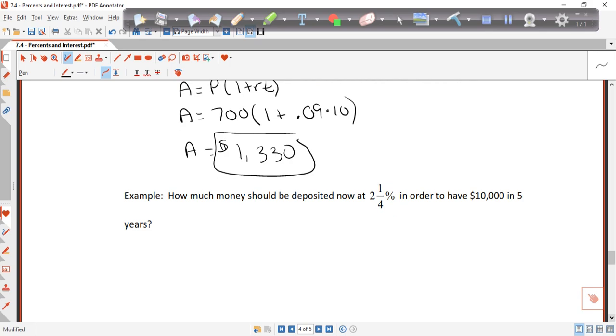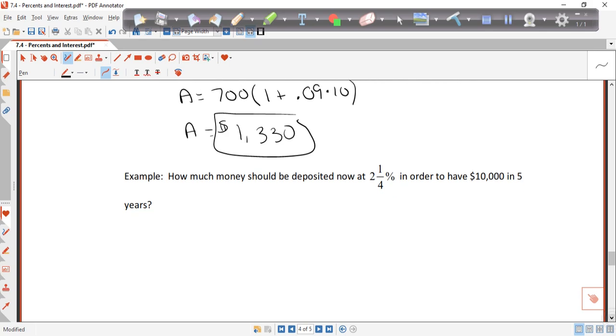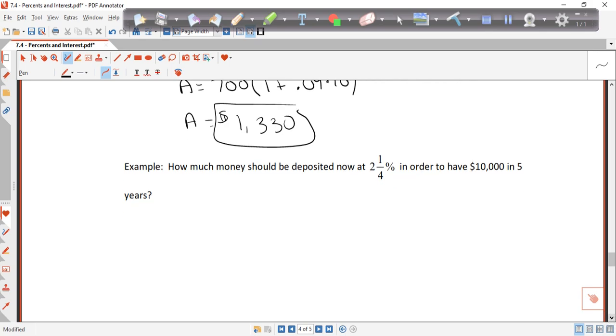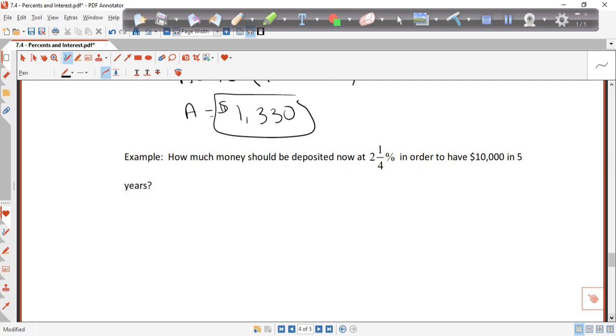The next one, how much money should be deposited now at 2.25% interest in order to have $10,000 in 5 years? So here, R is 2.25%. T is 5 years, and then the 10,000 we have to determine whether that's how much we're depositing or how much we want to have in the future. And here, this is what we want in 5 years, so that's A.